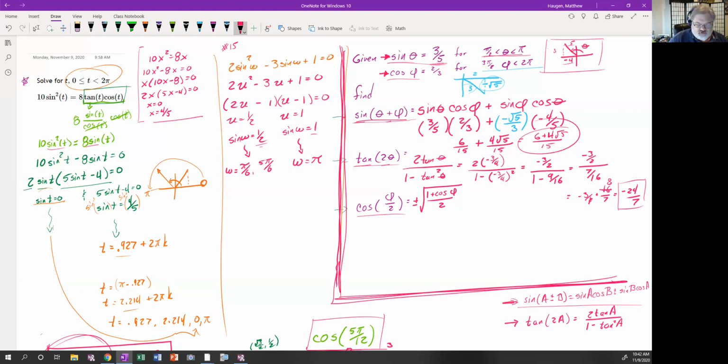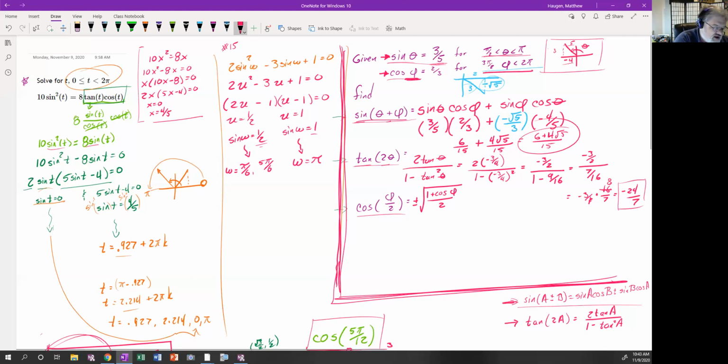we don't get multiple answers. This is a function, so we only get either the positive or the negative. We don't get both of them. And we have to assign whether we're going to use the positive or the negative, and we do that by knowing what quadrant we're in. But it can be a little deceiving because we know that that angle phi is supposed to be in quadrant 4.